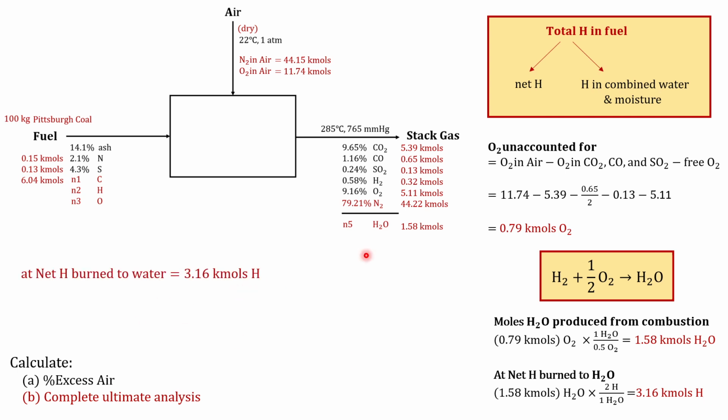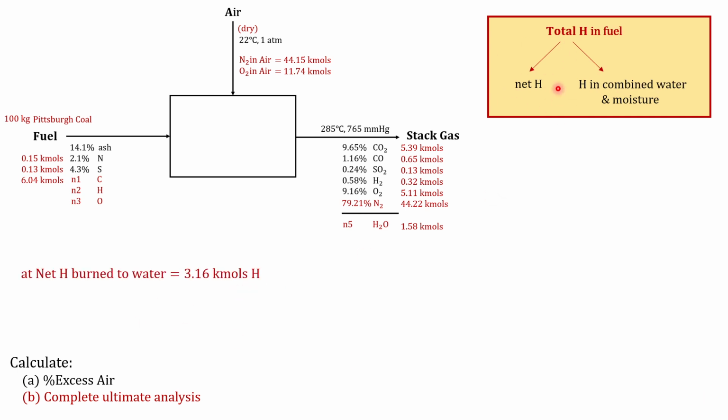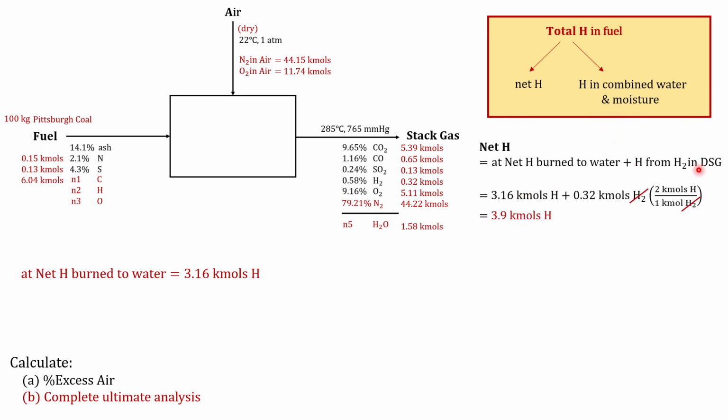Now let's look for our net H. The net H is equal to net H burned to water plus H from the H2 in DSG. So 3.16 plus 0.32 times 2, we have 3.9 kmoles of H.